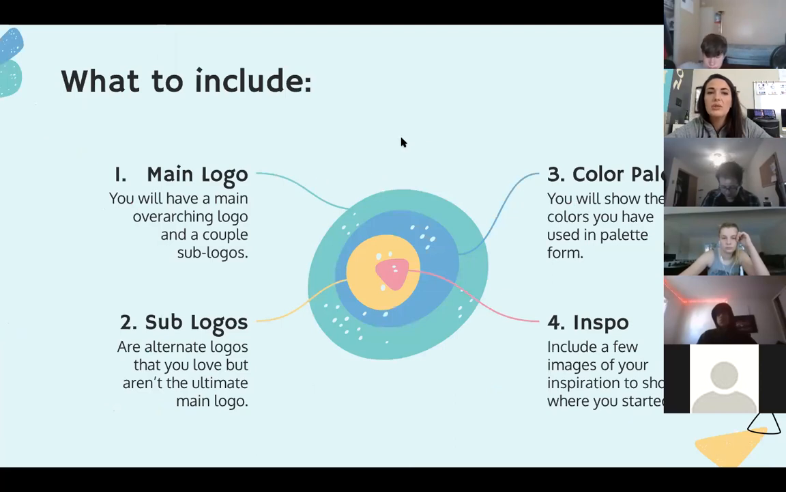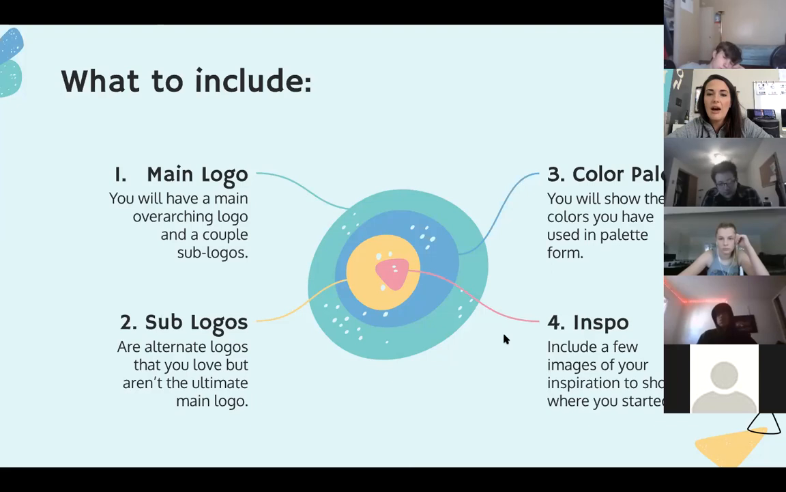Okay, so what to include on your brand guide? Your main logo. So your main logo is going to be at the top. And then you're going to have your sub logos, which are the other logos that you created, your color palette and inspiration, the inspiration photos. So those are the 4 items.